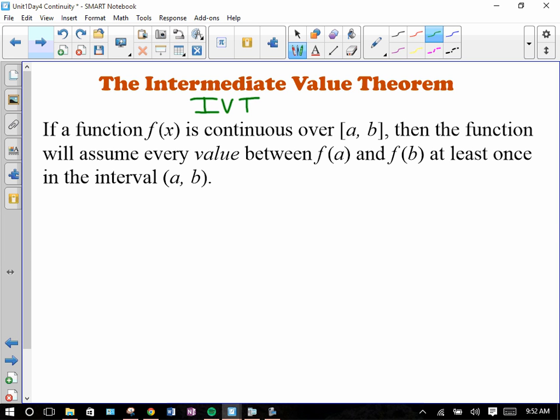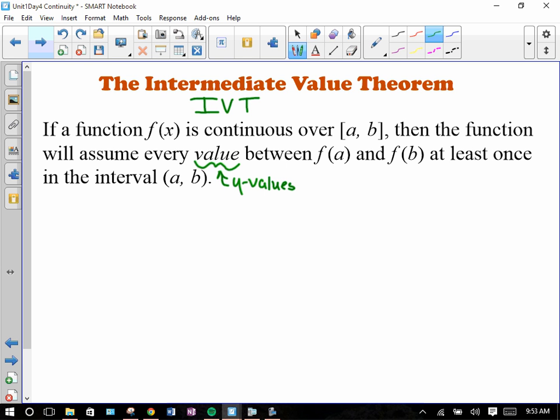Alright, and I just want to touch base on this because it has something to do with what we've been talking about, which is continuous functions. Okay? So what it says, the intermediate value theorem: if a function f of x is continuous over the closed interval a to b, then the function will assume every value, and this is italicized, that's talking about y values.